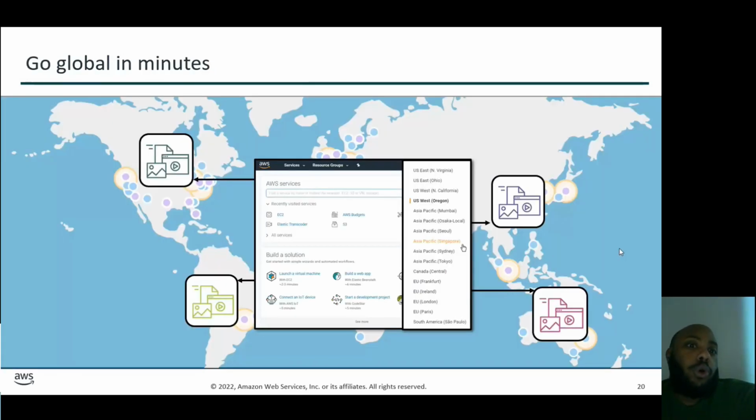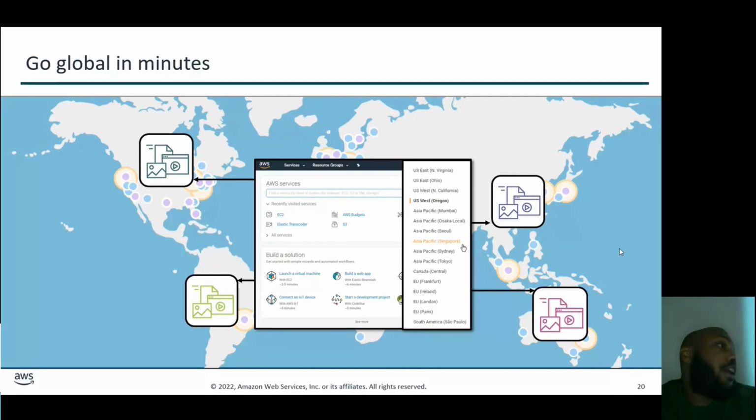We could also go global in a few minutes. AWS has many regions around the world. They would have them in India, China, America, South America, Africa, Australia, everywhere.